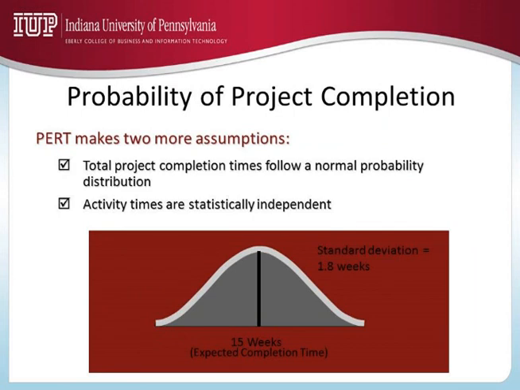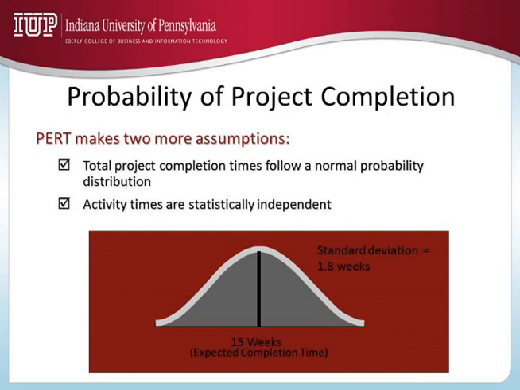PERT makes one more major assumption, which is project completion times follow a normal probability distribution. That makes it so much more convenient because the normal distribution is beautifully symmetric around the mean. 50% of the time it takes less than the mean, 50% of the times it takes more than the mean.